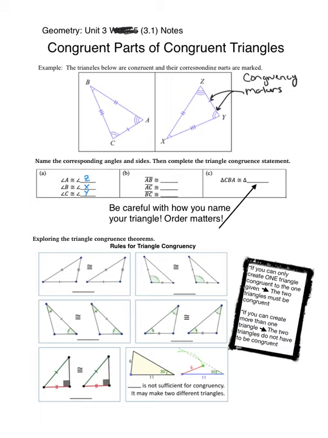Angle B is not congruent to angle A or angle C. All 3 of them have different measures. But angle B is congruent to angle X because they both have 1 congruency marker. Now let's look at sides.